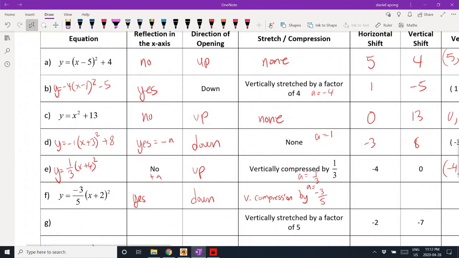Our horizontal shift, if you look at this, you have that +2. That means x is -2. So it must be -2. Vertical shift, we don't have a k value, so that is 0.